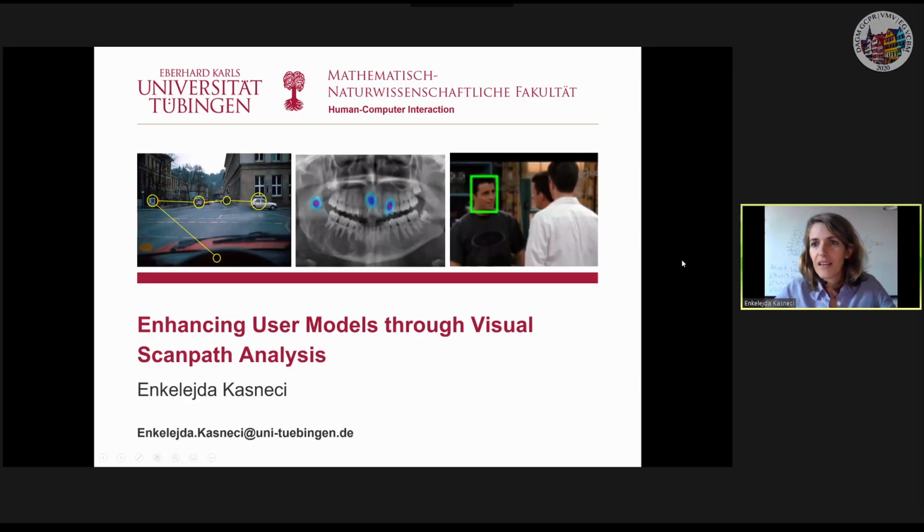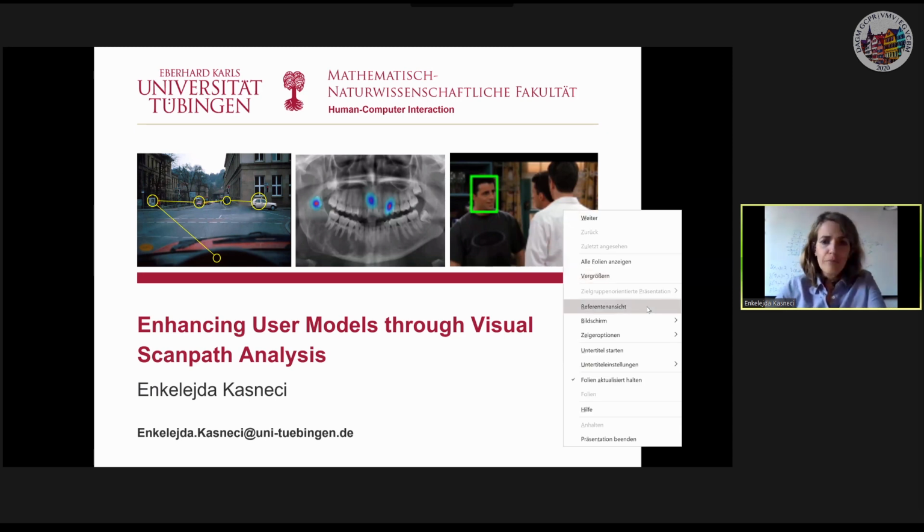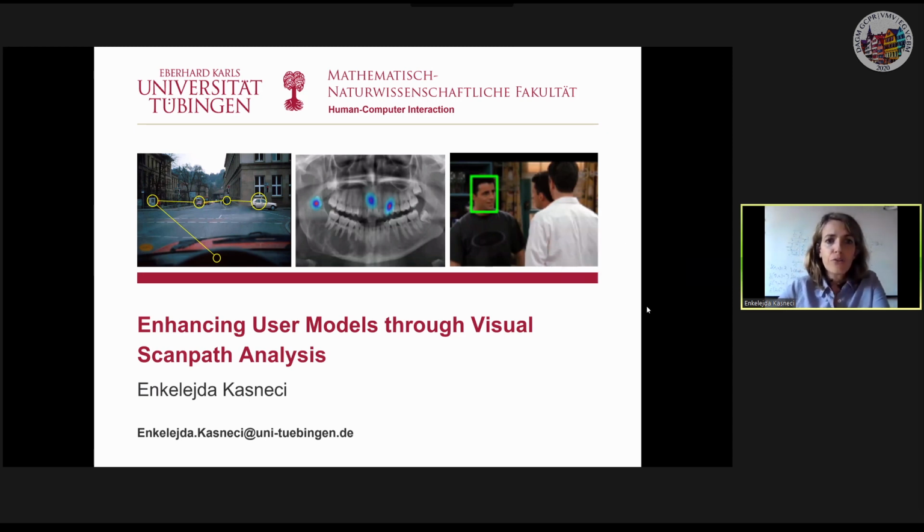Okay, perfect. So I'm going to talk today about enhancing user models through visual scan path analysis. As Jens introduced me already, I'm heading the chair for human-computer interaction, and I've been working during the past years on ways to integrate gaze information and gaze as an input modality for efficient human-computer interaction.